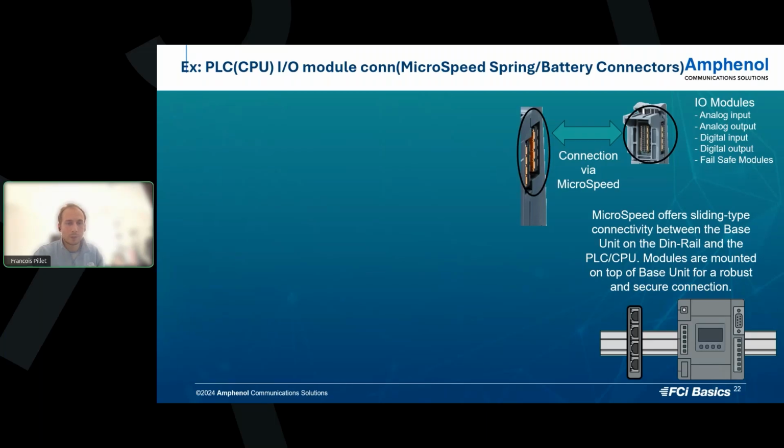So the first configuration that you see on the right-hand side revolves around sliding the base unit onto the DIN rail to connect the modules on the top end. By doing so, the modules are safely interconnected with a robust interface from left to right. This is MediaTek Microspeed board-to-board.